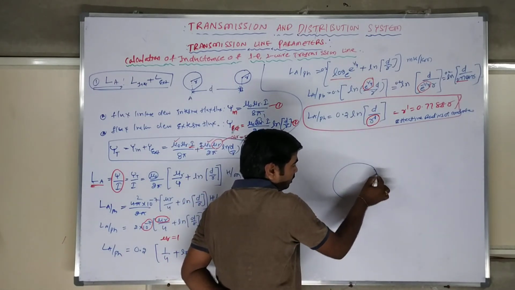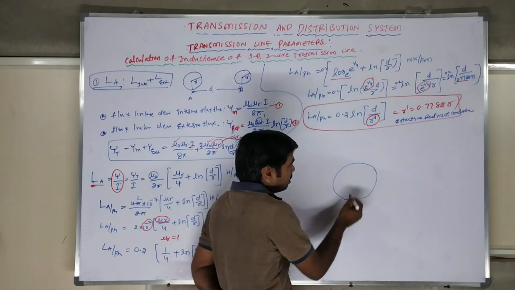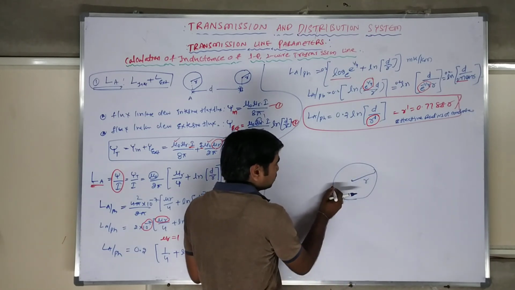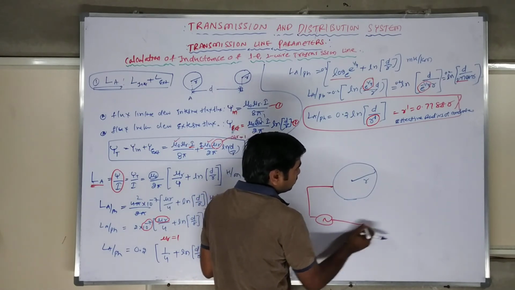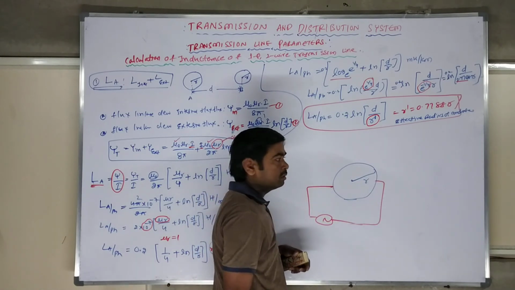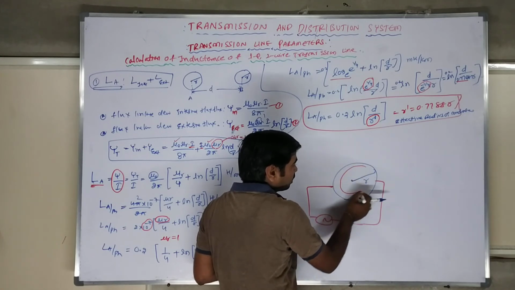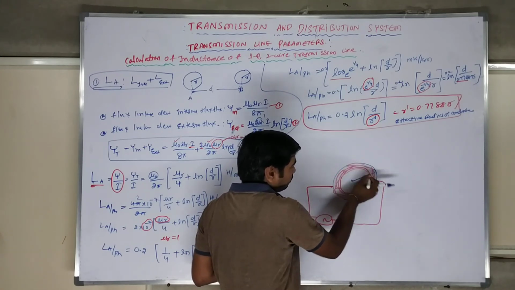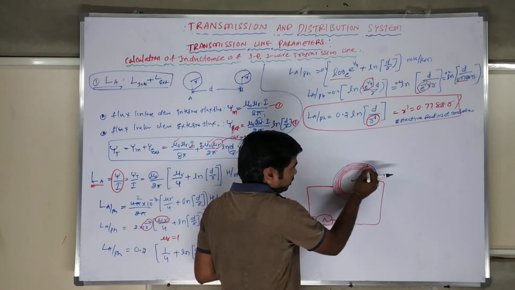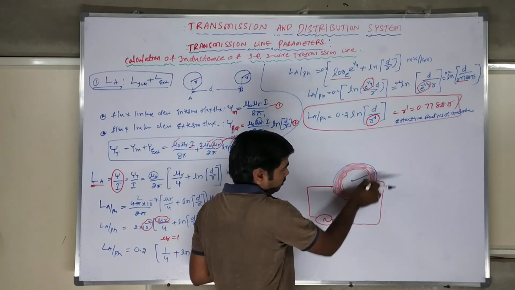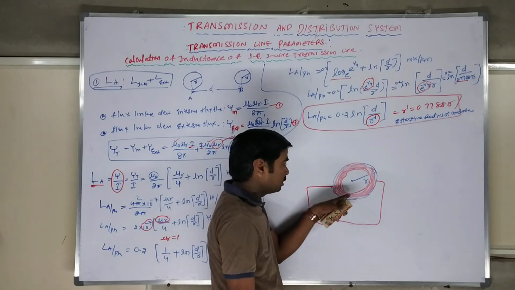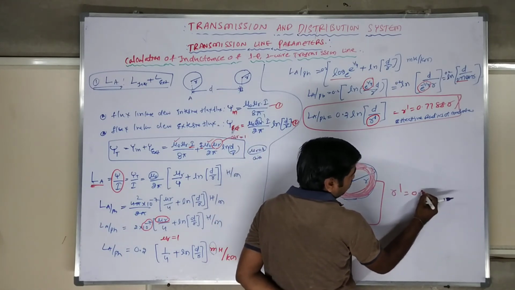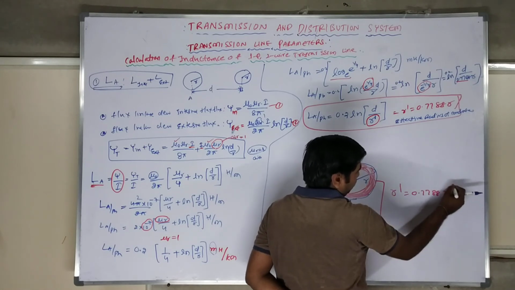Let us take one conductor. The actual radius is smaller. The moment you apply an AC power supply, due to the skin effect, the current concentrates only on this particular area rather than the total area. So what is the effective radius? This is only the effective area, not the total area. The effective radius r dash is equal to 0.7788 into r.